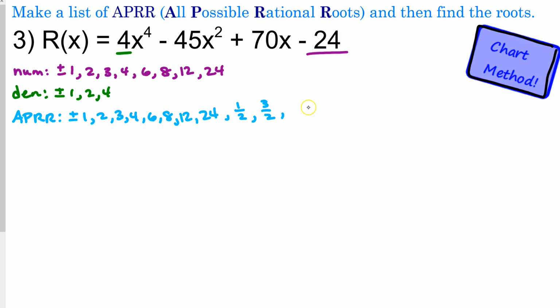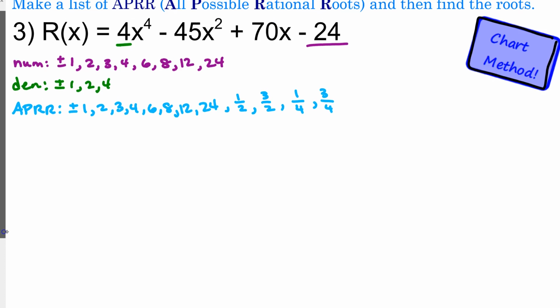Now we use the denominator 4. So we have 1 over 4, 2 over 4 we have, 3 over 4 is new, 6 over 4 we have, and 8 over 4, 12 over 4, and 24 over 4 we have. So here's our list. We have 1, 2, 3, 4, 5, 6, 7, 8, 9, 10, 11, 12. 12 times 2, 24 possible rational roots, and we're going to figure out which ones are actually rational roots.